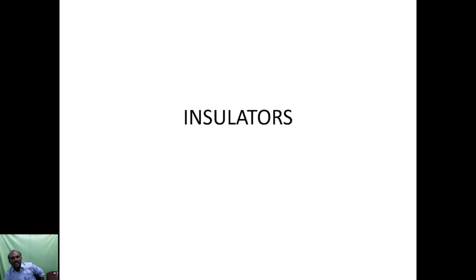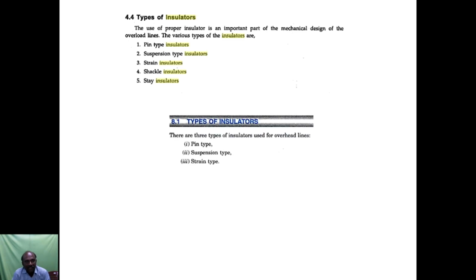So next we have the insulators. Insulators are mainly used in transmission and distribution. Whether it is AC transmission or DC transmission, we have insulators. So what are all the insulators used in transmission and distribution? According to usage and advantages, we can classify insulators into five types: pin type insulators, suspension type, strain insulators, shackle insulators, and stay insulators.